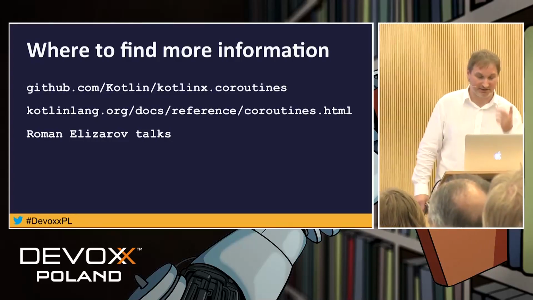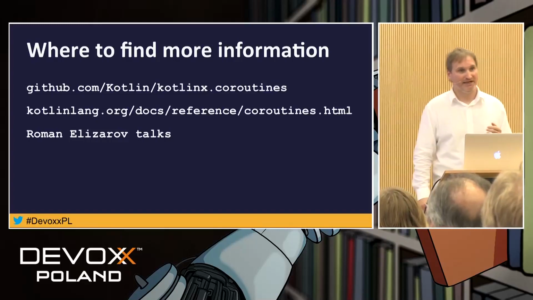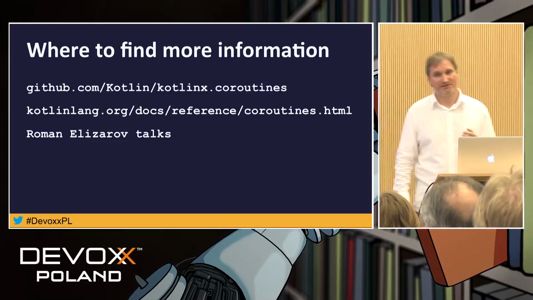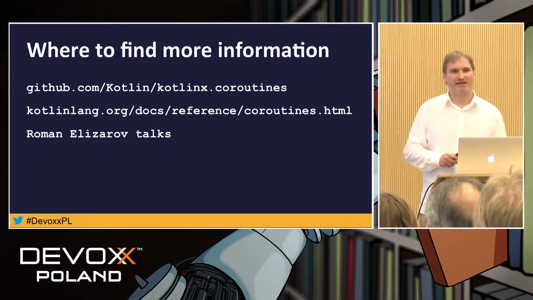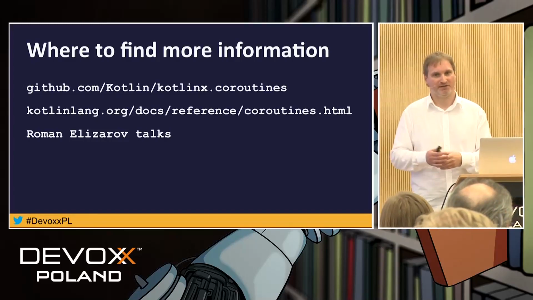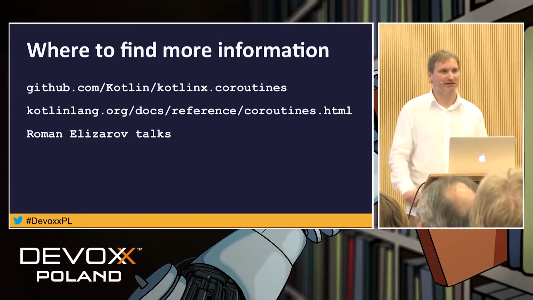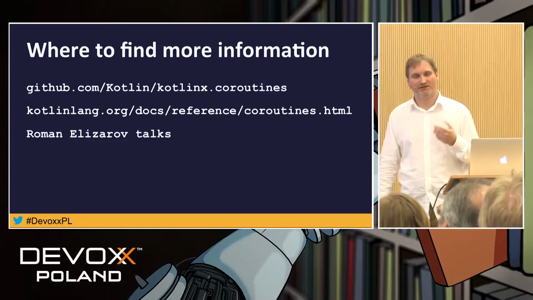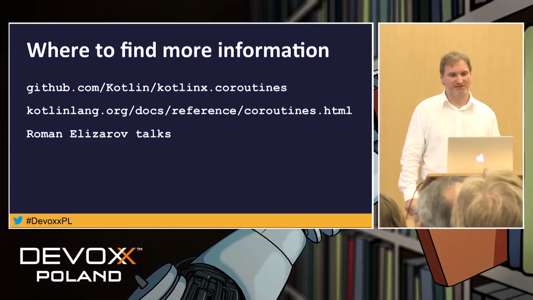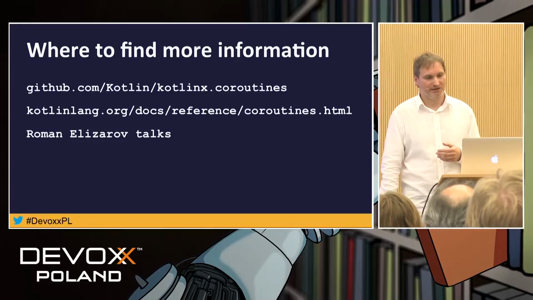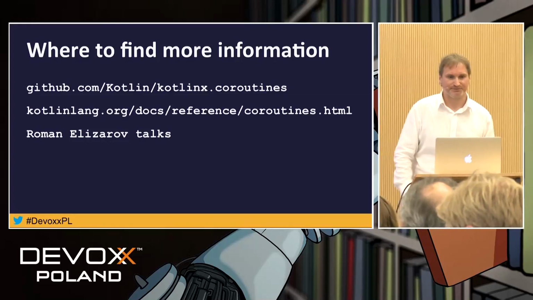So the first one is this Kotlin X set of libraries. It's available on the GitHub repository. There's a nice set of documents there, like tutorials, guides, etc. They are written in a very pleasant and easy to read way, so I suggest you have a look at them.